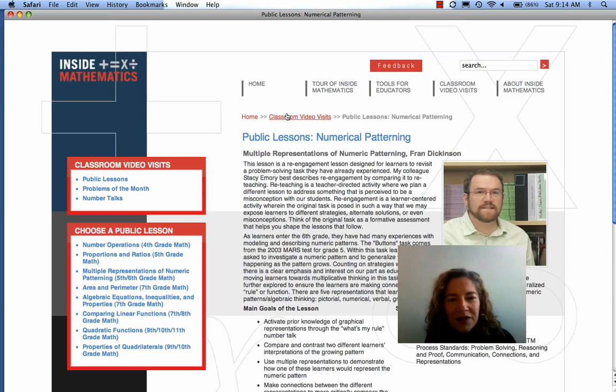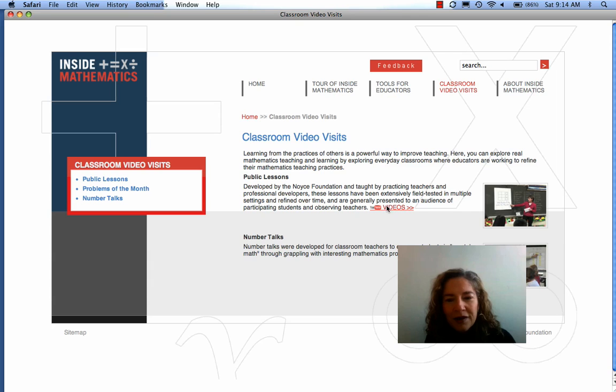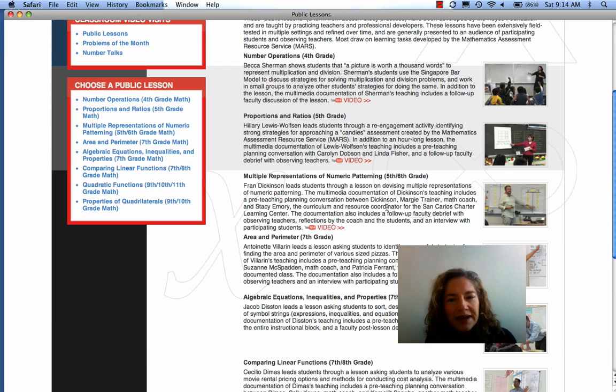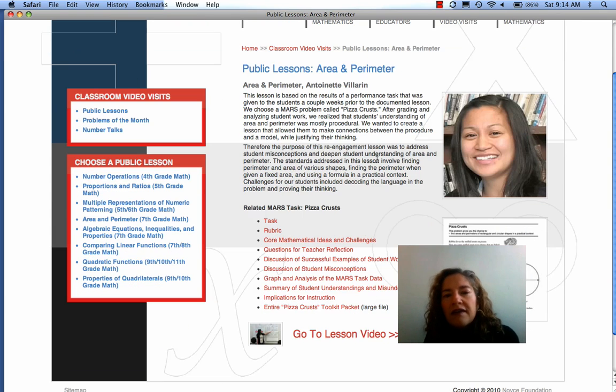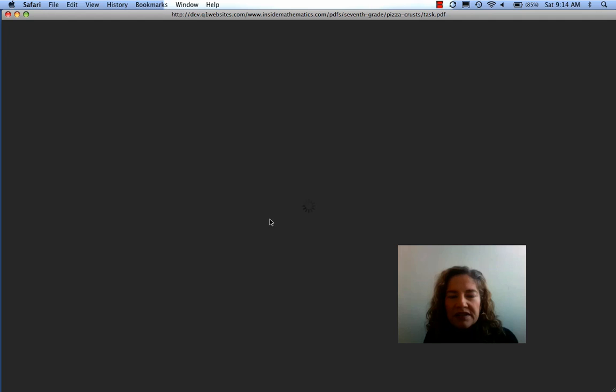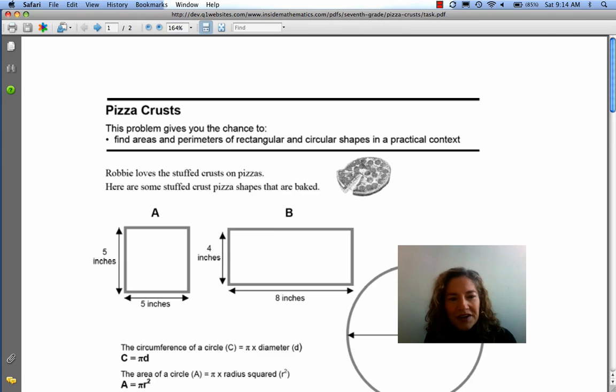We're ascending within the grade levels here, so we'll take a look at Antoinette Villerin, who's in 7th grade. Her task is asking students to prove their understanding of perimeter and area in a task that's called pizza crust. So if I open up the task here for a moment, you can see that what the pizza crust is asking to do is say, okay, what's the relationship between the outside of an object, right, the crust in this case, and the inside of an object?